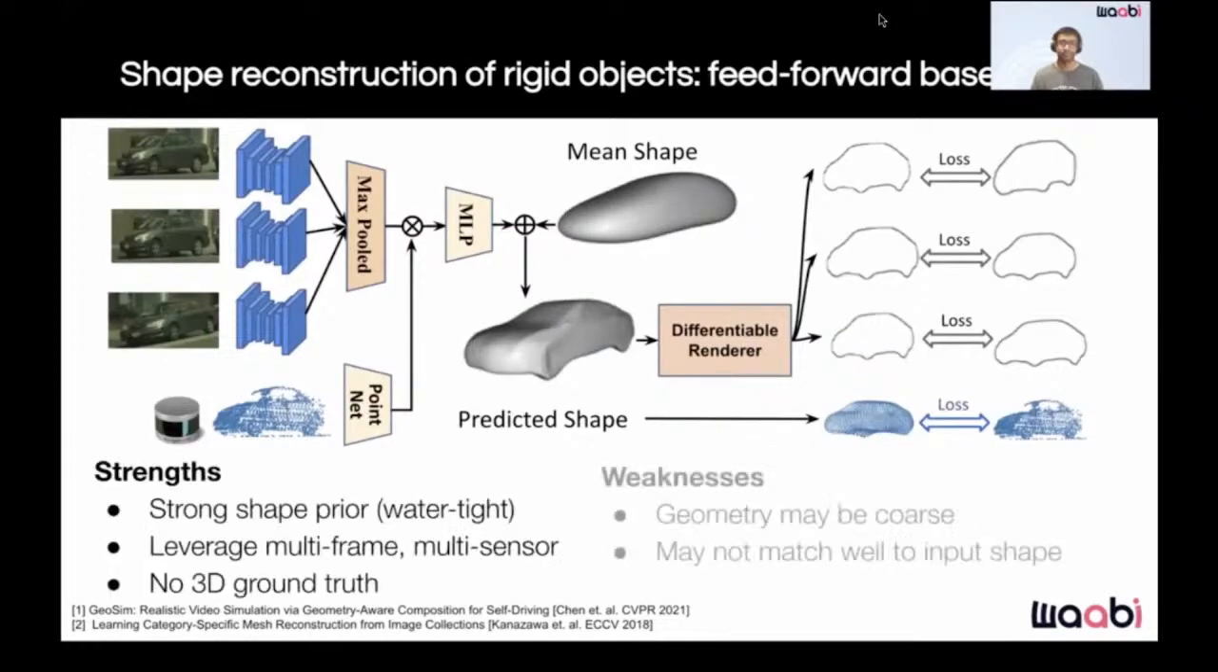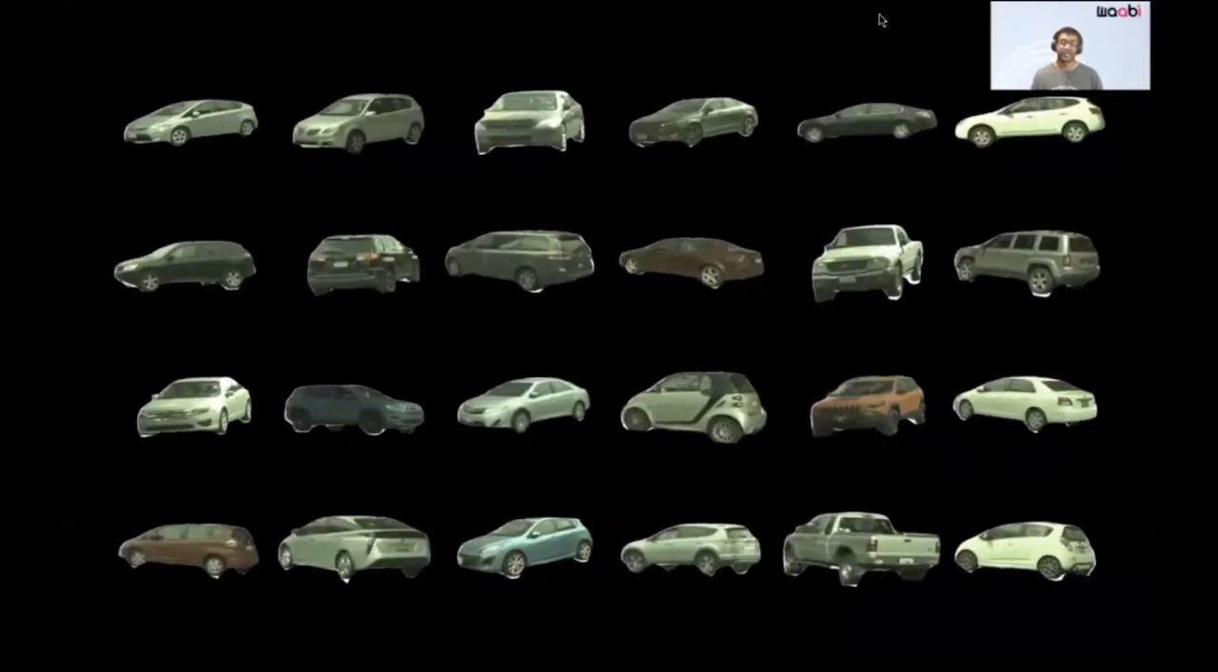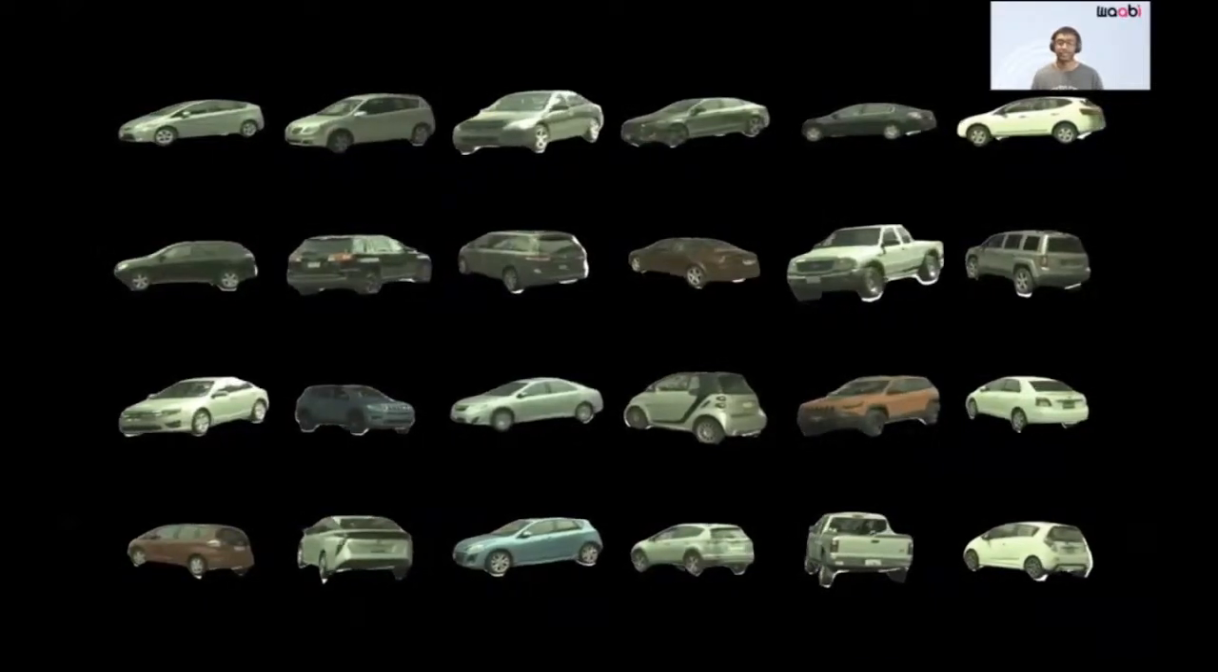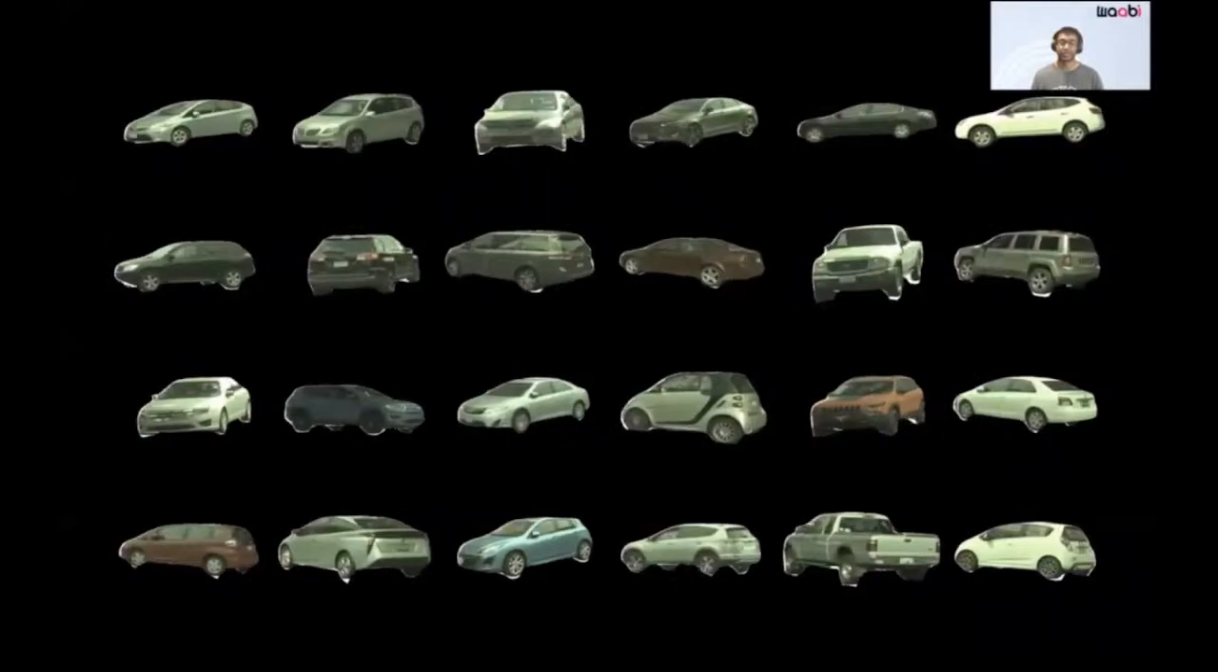The same strengths and weaknesses apply from before, and the geometry may be coarse. Here are some additional visualizations of the reconstructed assets with source image crops of the vehicles warped to the target views. Despite the smooth and coarser geometry, the resulting assets still look realistic.